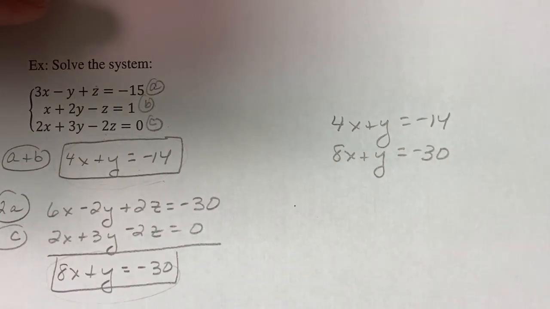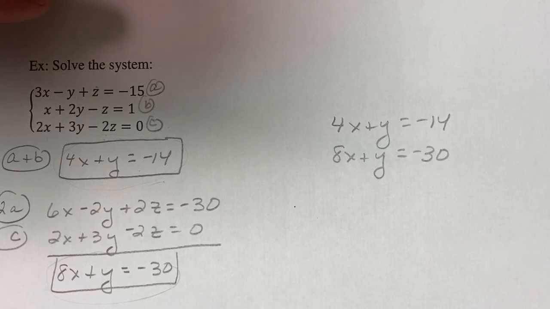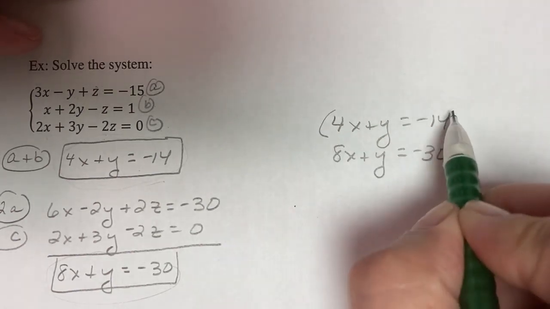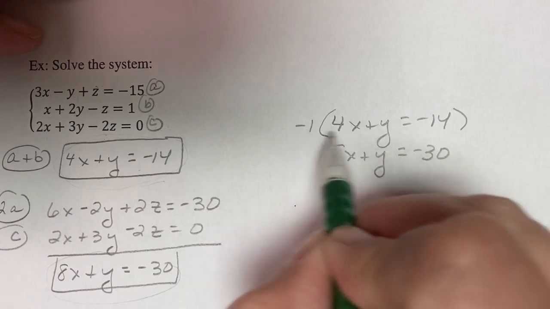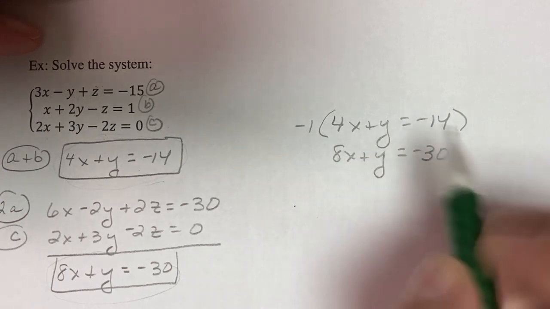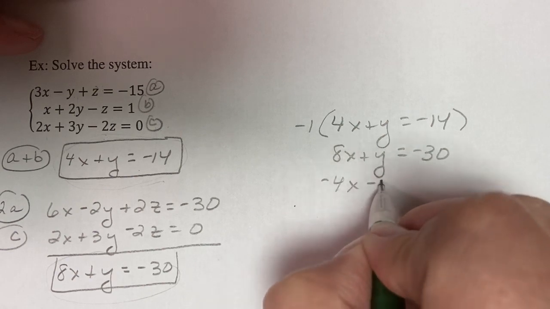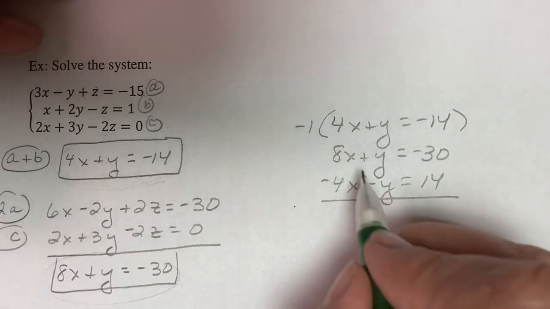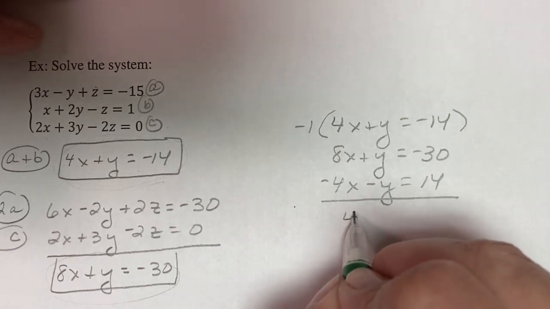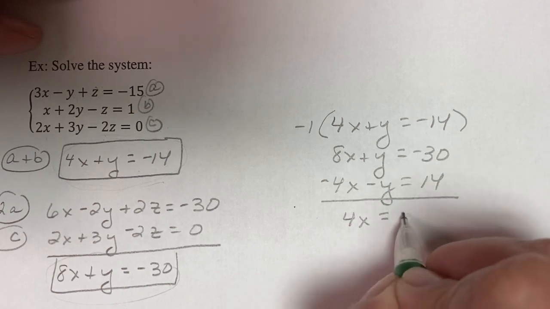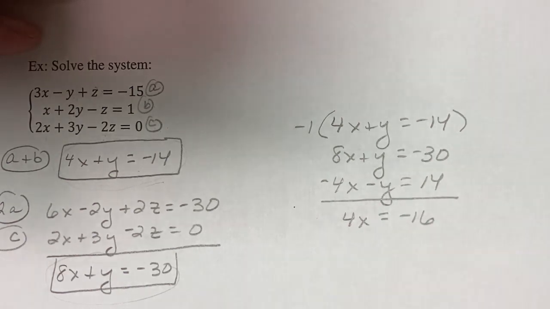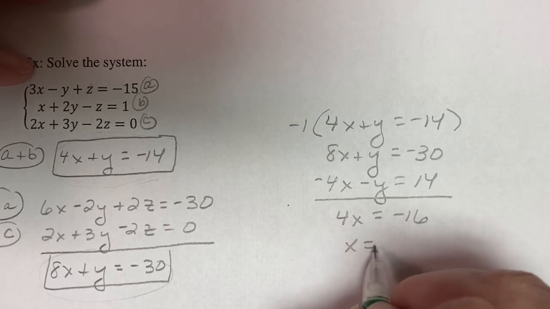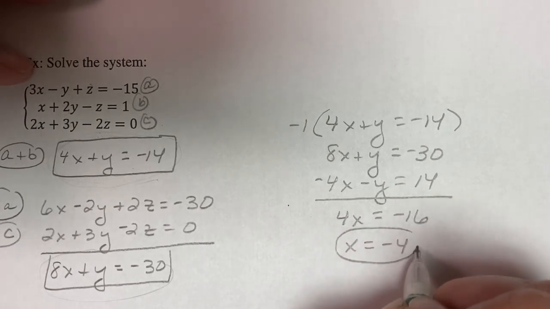So now, again, I can use any method that I want. I'm thinking that I'm going to multiply the top equation by negative 1, because then my y's are going to drop out. So I'm going to get negative 4x minus y equals 14. If I add these two equations now, I'm going to get 4x equals negative 16. That's negative 30 plus 14. So x is equal to negative 4. I found the first of my three variables.